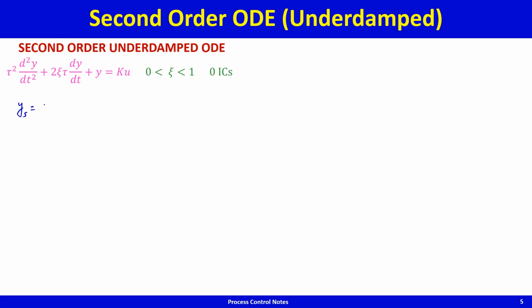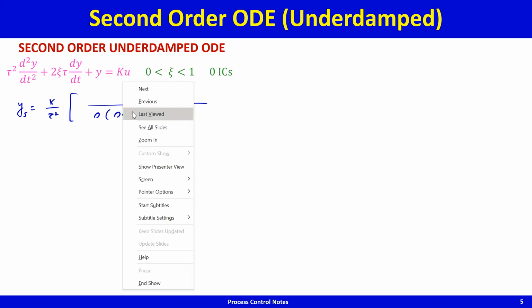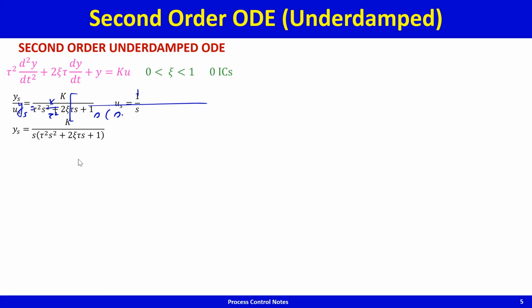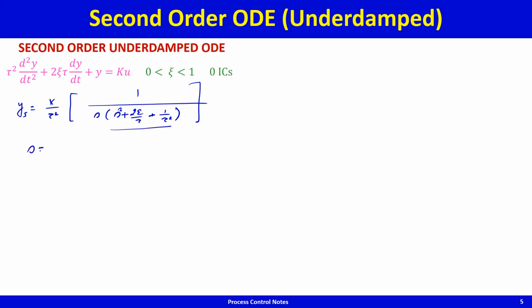y sub s is going to be k by tau square into 1 over s times [s square plus 2 epsilon by tau s plus 1 by tau square], and this guy has as its roots s is equal to minus epsilon by tau plus minus square root of 1 minus epsilon square times j divided by tau.